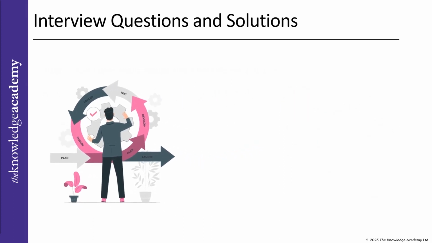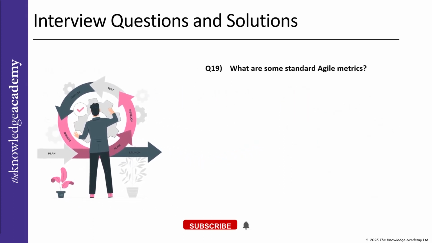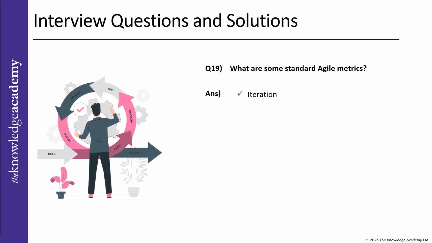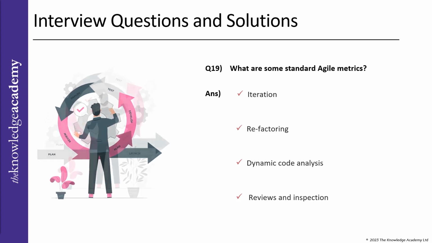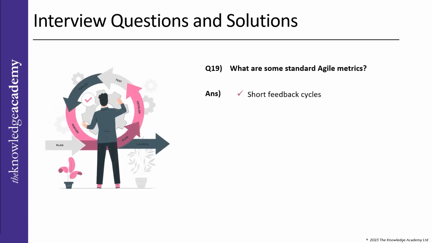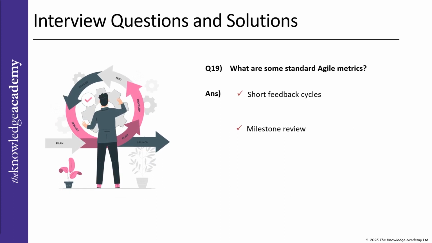Question 19. What are some standard Agile metrics? Answer. Some important strategies of Agile include iteration, refactoring, dynamic code analysis, reviews and inspection, short feedback cycles, milestone reviews, standards and guidelines.